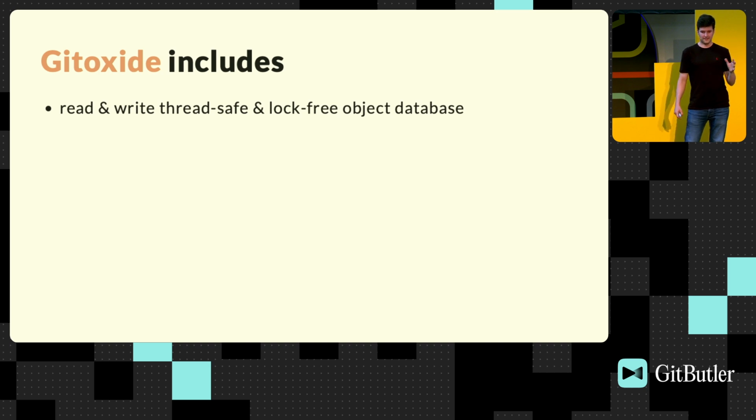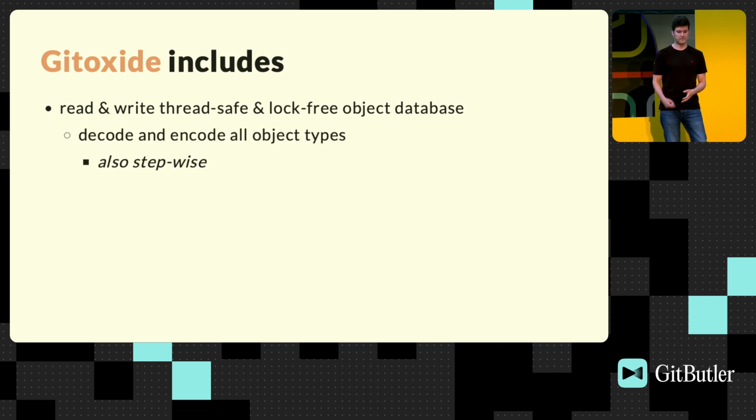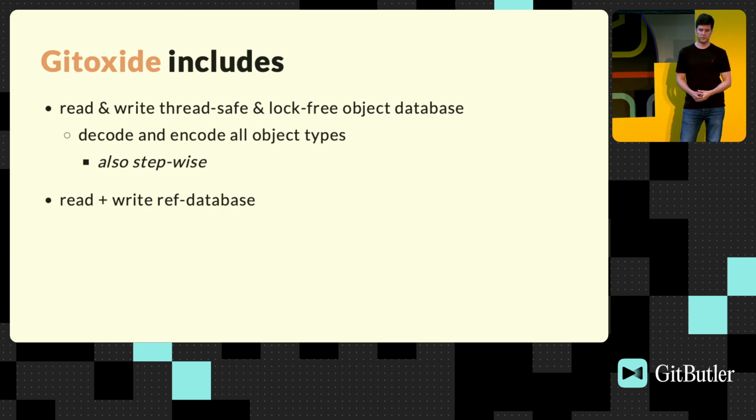So this is a list of stuff that Gitoxide already implements. I think we have enough time to kind of go through that, but I might be fast about it. So what can you do today? You can read objects from the object database, and also write them. You can handle all objects, you can encode them and decode them. Also stepwise, which is pretty cool. So you can just partially decode a commit. If you're only interested in the author, you will only spend the time you need to decode the author, and the rest you can just drop. Saves time, and performance is important.